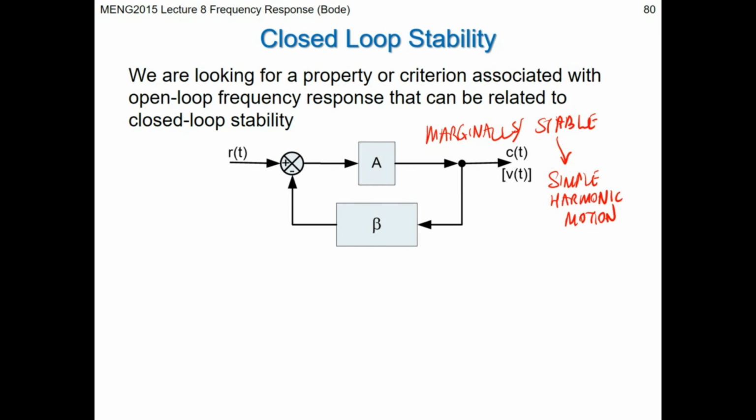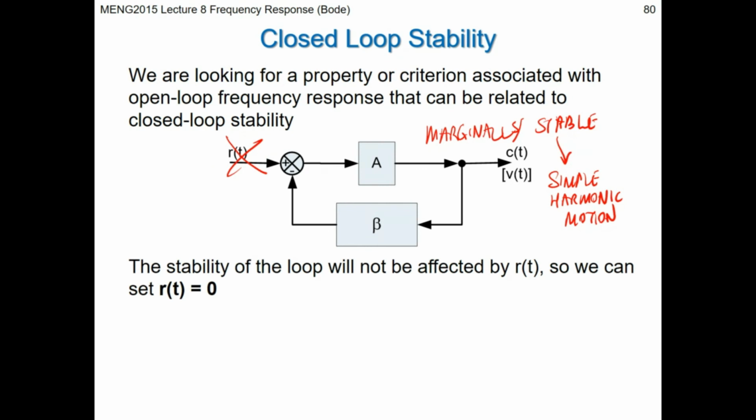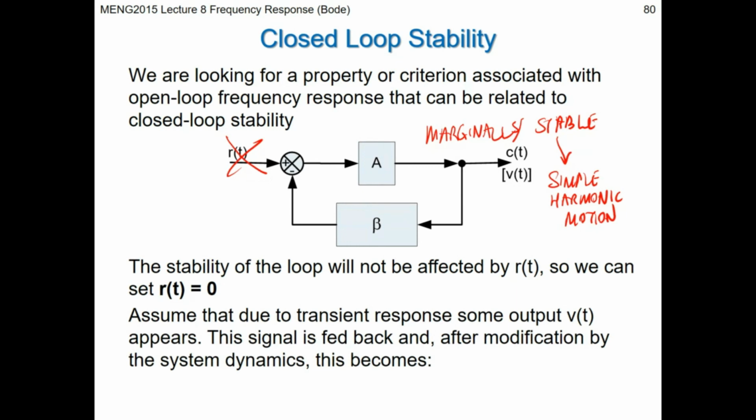Right? What does it take for the system to oscillate in simple harmonic motion once it's been triggered by some input? Right, so first of all, once that input triggers the system, if it gets into marginal stability, then you could basically forget about your input because the system is now oscillating in a marginally stable condition without the need for any more input. So the stability of the loop will not be affected by our input, so we can just set our input to 0.